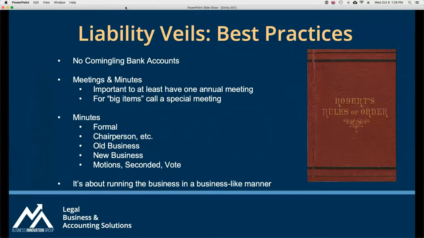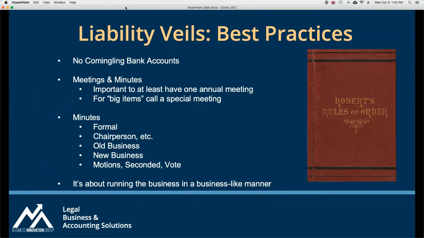Make sure that you have those meetings. I talked about those already, and keep your minutes. Actually type them out. Type out what you talked about, what you considered. Again, going into the judge and saying, here's 10 years of meeting minutes, looks really good. That's going to help you get the protection out of the company that you're looking for. And at the end of the day, it's just running the business in a business-like manner, right?